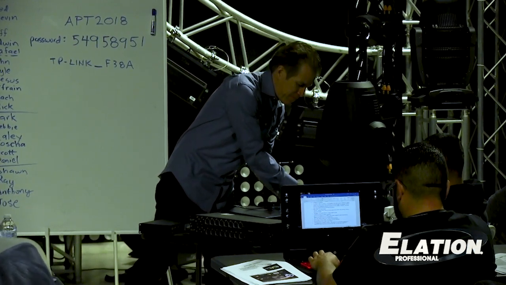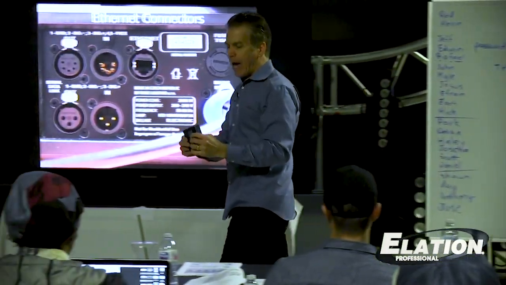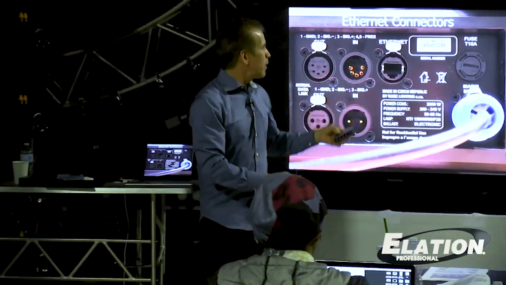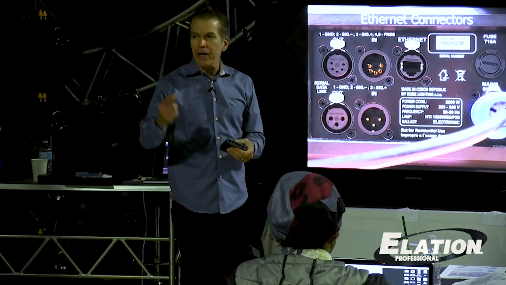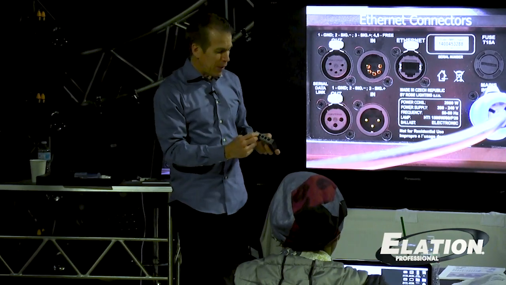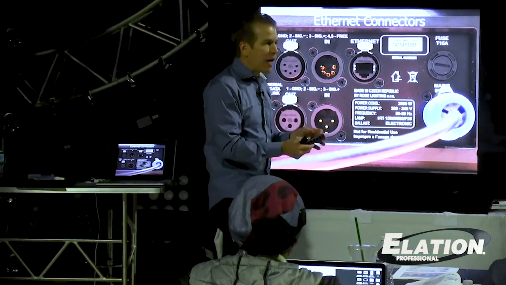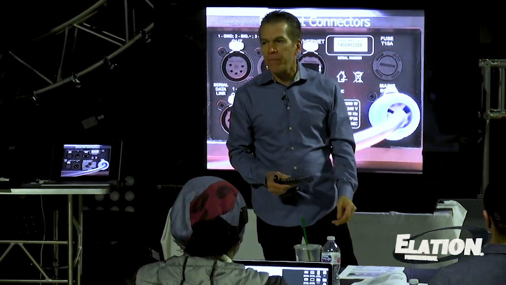Come on out of there. This is a 5-port switch. If I had a 2-port switch and I put it inside of that fixture, what that allows me to do is run a cable from the console to the input of this port. Then I can take the output and run it to another fixture. And then if I wanted to daisy chain that, I can run it to another fixture and so on.